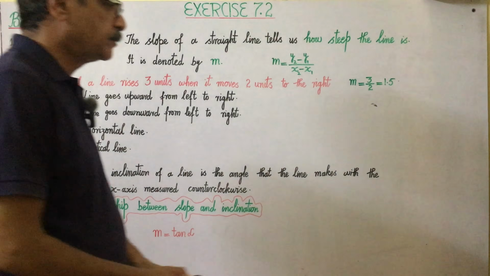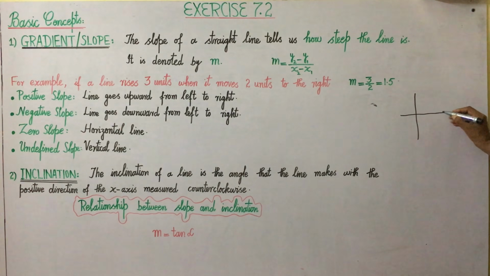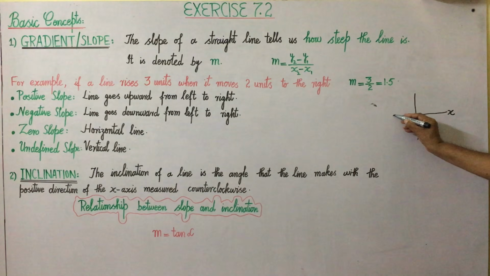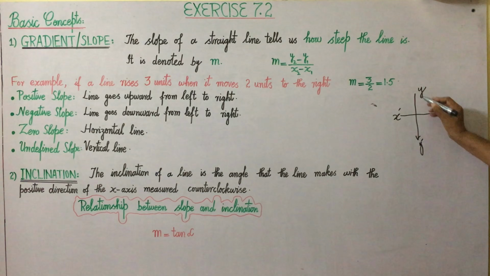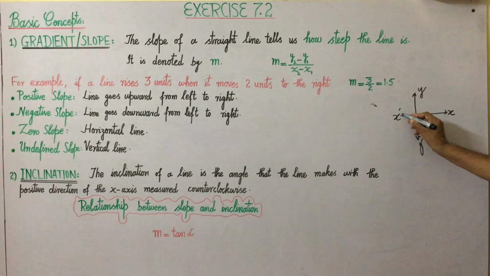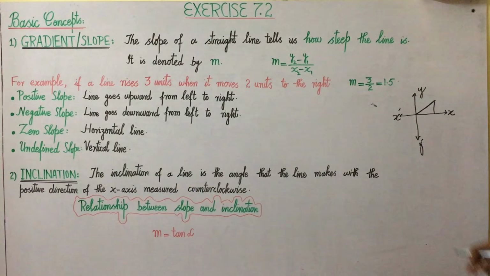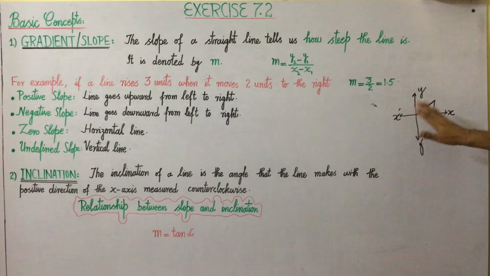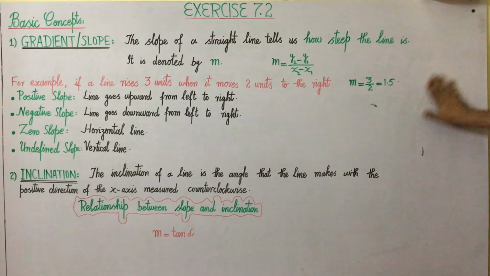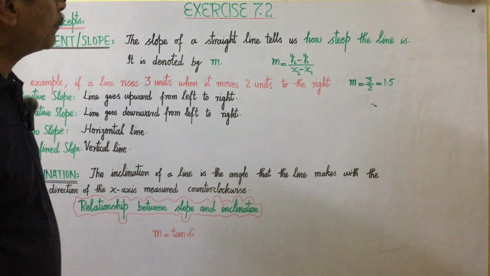For example, you see x-axis, y-axis, slope. The slope of a straight line tells us how steep the line is. It is denoted by m. Slope is represented by small m.